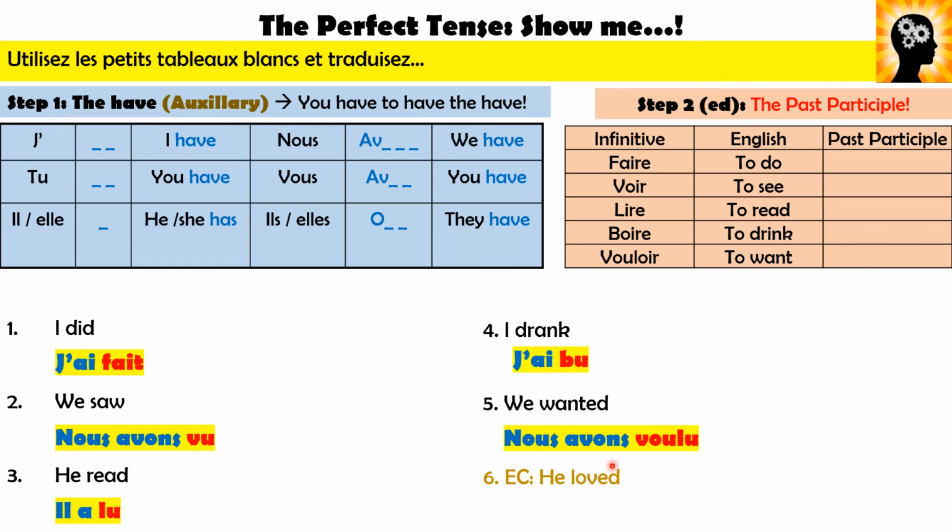This is extra challenge, not because it's hard, because it's a trick question. Loved is adorer or aimer. It's a regular verb, so you have to have the have, il a, and then the er changes to an é with an accent. You can either have il a adoré or il a aimé. Right. Give yourself a mark out of 6 for this, people.